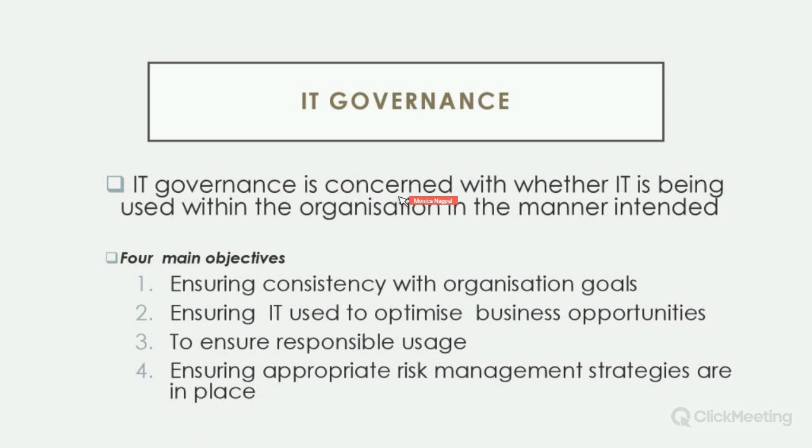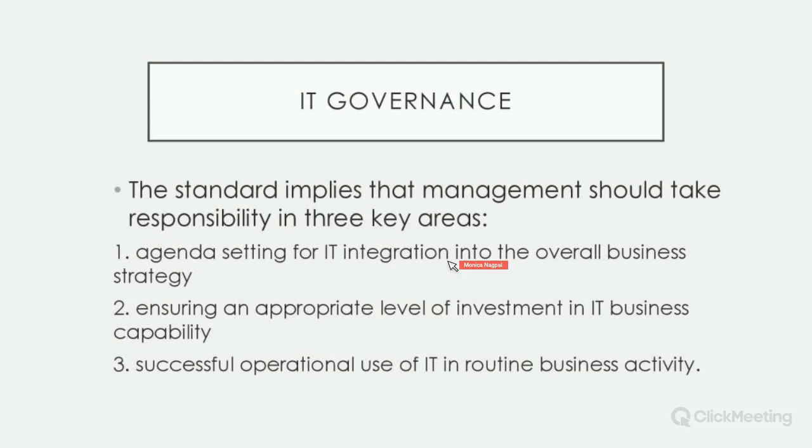IT governance is concerned with whether information technology is being used within the organization in the manner it is intended. For example, there are four main objectives. It's about ensuring consistency with the organizational goals, ensuring IT is used to optimize business opportunities, and to ensure responsible usage, along with ensuring appropriate risk management strategies are in place in the business.